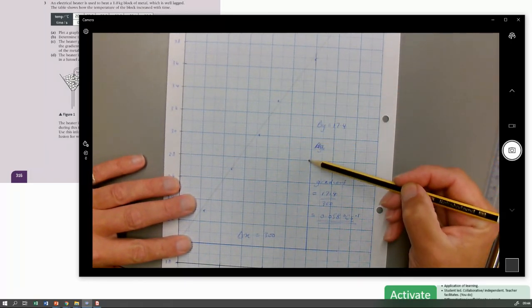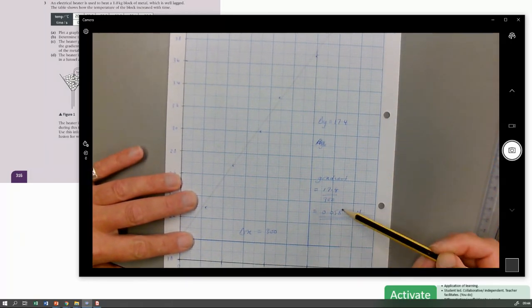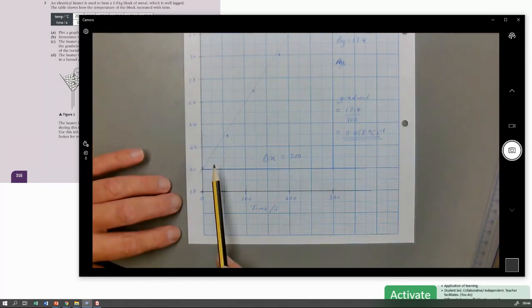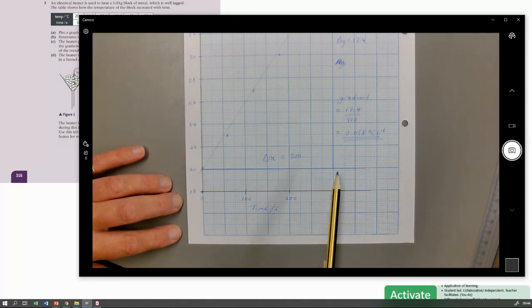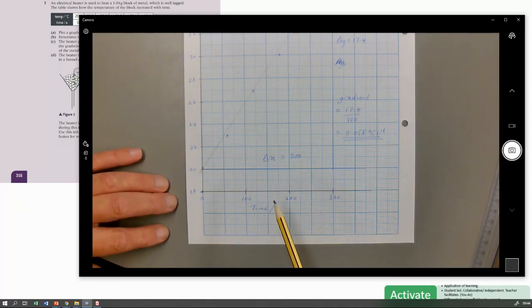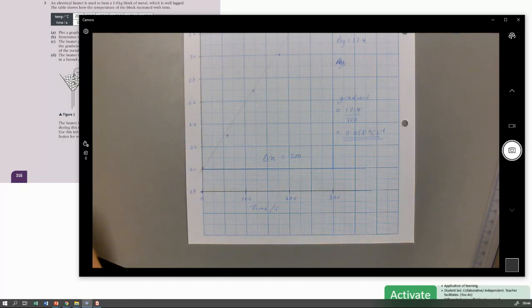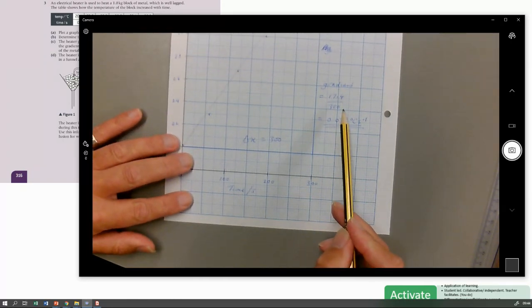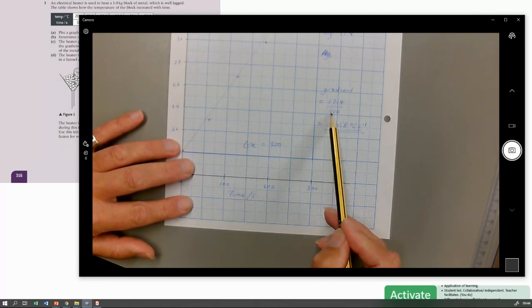This is my delta y, okay, and that comes out to be 17.4 degrees C. This is my delta x, and I've clearly drawn a line there and clearly labeled it. Okay, do show on your graph or in your workings your gradient. And I've actually calculated the gradient to be 17.4 over 300, and it gives me this result here.